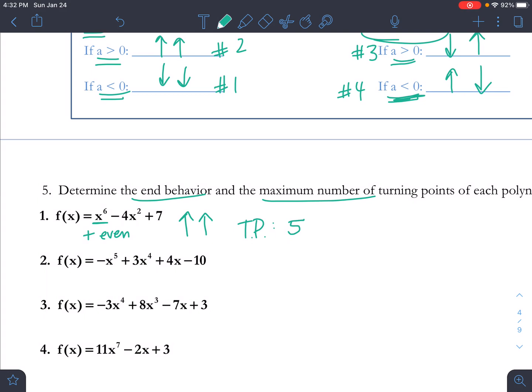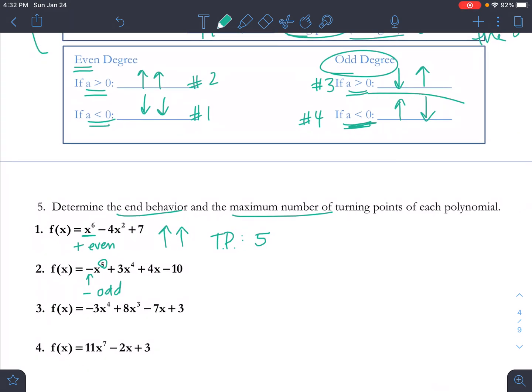All right, so how about this one? Negative odd power. Top power is a 5 here. So a negative odd, go up here. Okay, negative odd would be up, and it ends going towards negative infinity. And turning points would be 5, top degree minus 1, so 4.